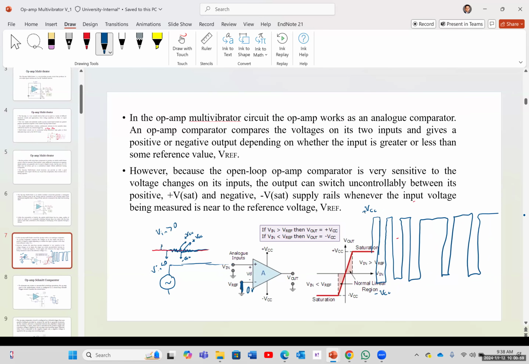So how can we fix this problem? We want to use a comparator. The comparator is the basis of the system. What do you think we can do to fix this problem?